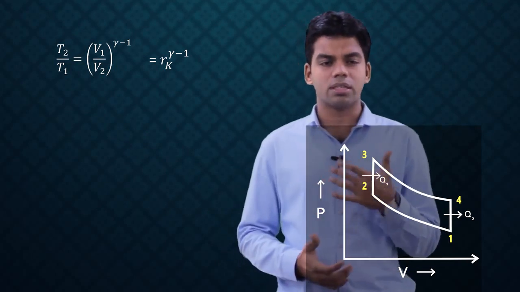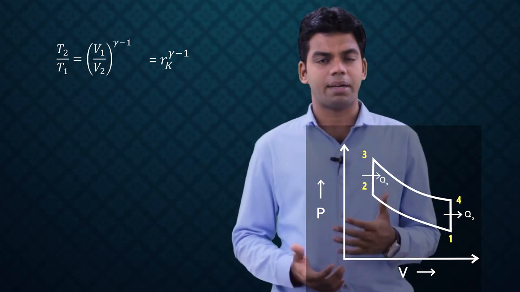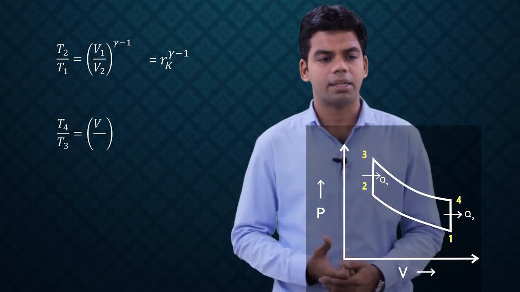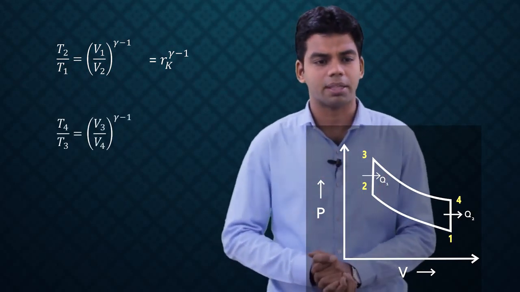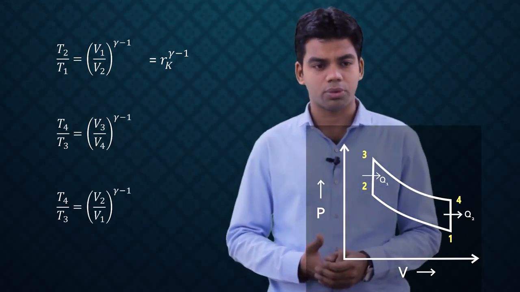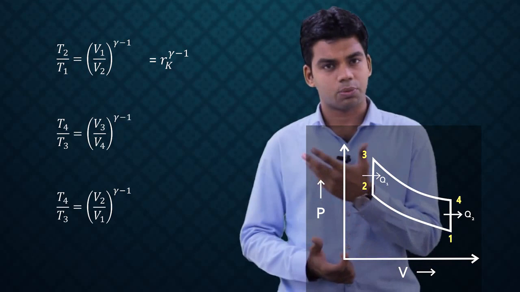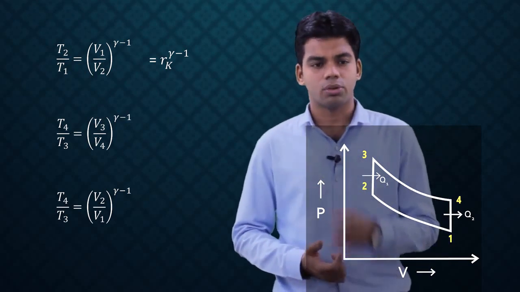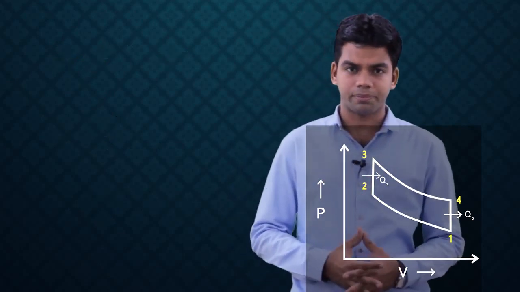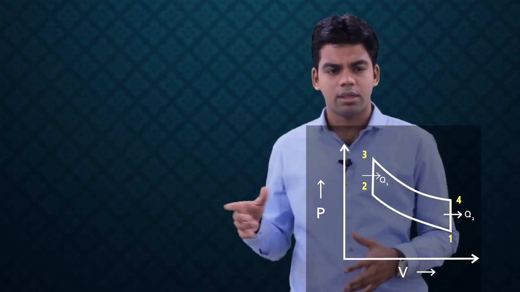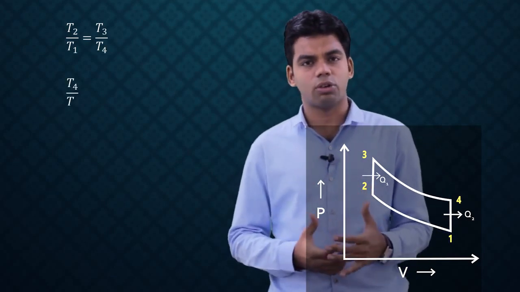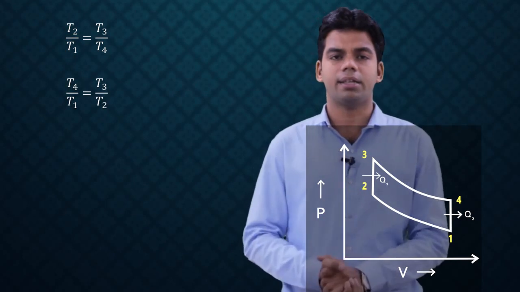Now similarly, process 3-4 is again a reversible adiabatic expansion process. So in this process 3-4, T4 by T3 will be equal to V3 by V4 to the power gamma minus 1. And V3 here is equal to V2, since process 2-3 is a constant volume process. V4 is equal to V1, since process 4-1 is a constant volume process. So this can be written as V2 by V1 to the power gamma minus 1, or 1 by Rk to the power gamma minus 1. Now from these two equations, T2 by T1 will be equal to T3 by T4, or you can say T4 by T1 will be equal to T3 by T2.